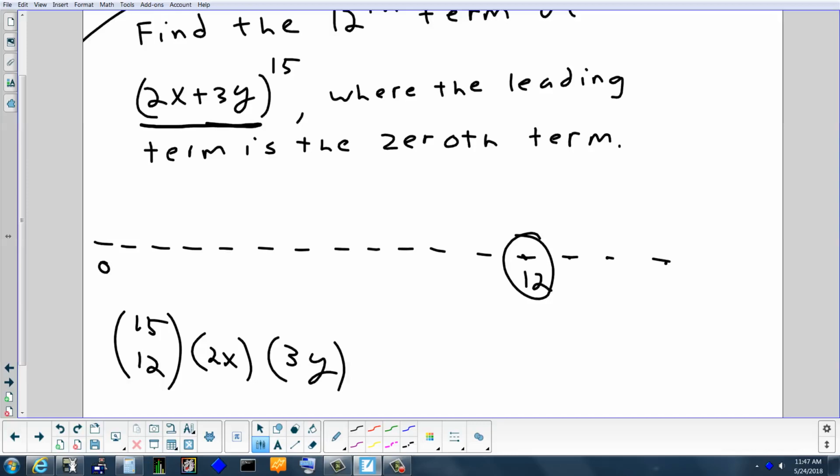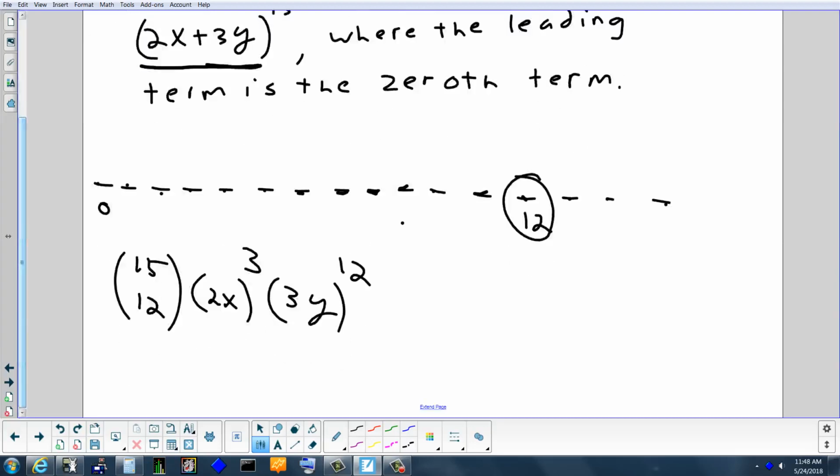Or start at the beginning and say, well, it would start as a 15, 14, 13, 12, 11, 10, 9, 8, 7, 6, 5, 4, 3. So we know the exponent here is to the third, which means the exponent on the 3y must be... Is it 13? 12? Yeah, it has to be 12, because these two have to add together to give you 15. And that's it. So now the hard part is done. Now we just have to do this out.